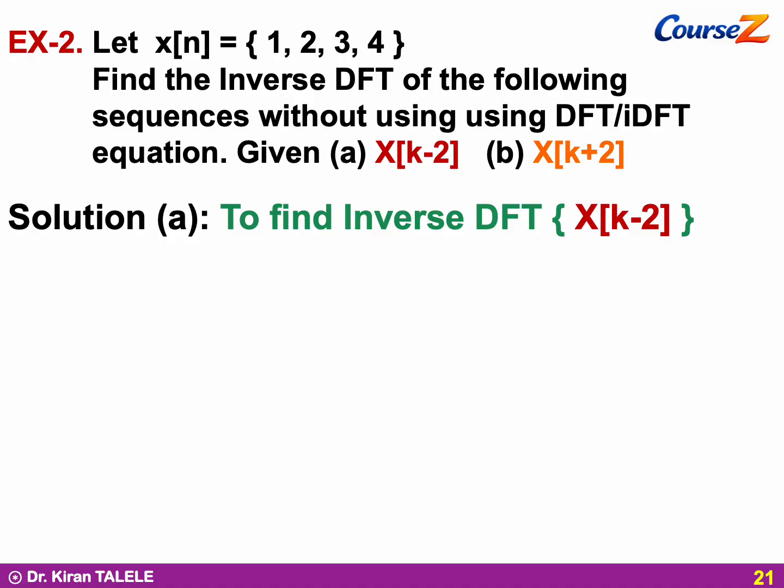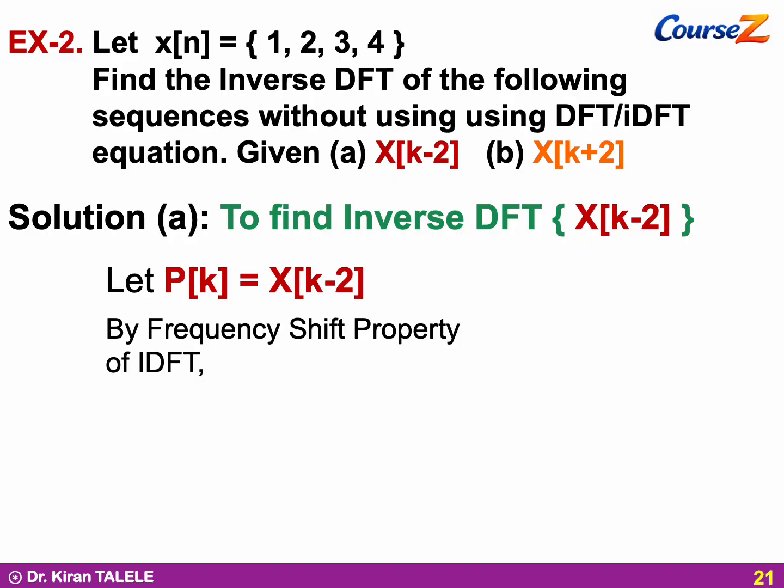X of n is given as 1, 2, 3, 4. Find the inverse DFT of the following sequence without using DFT and IDFT equations. That means we'll have to use only properties. To find inverse DFT of X of k minus 2, let's say P of k is X of k minus 2. Here we know that X of k is shifted. That means you have to apply the frequency property.